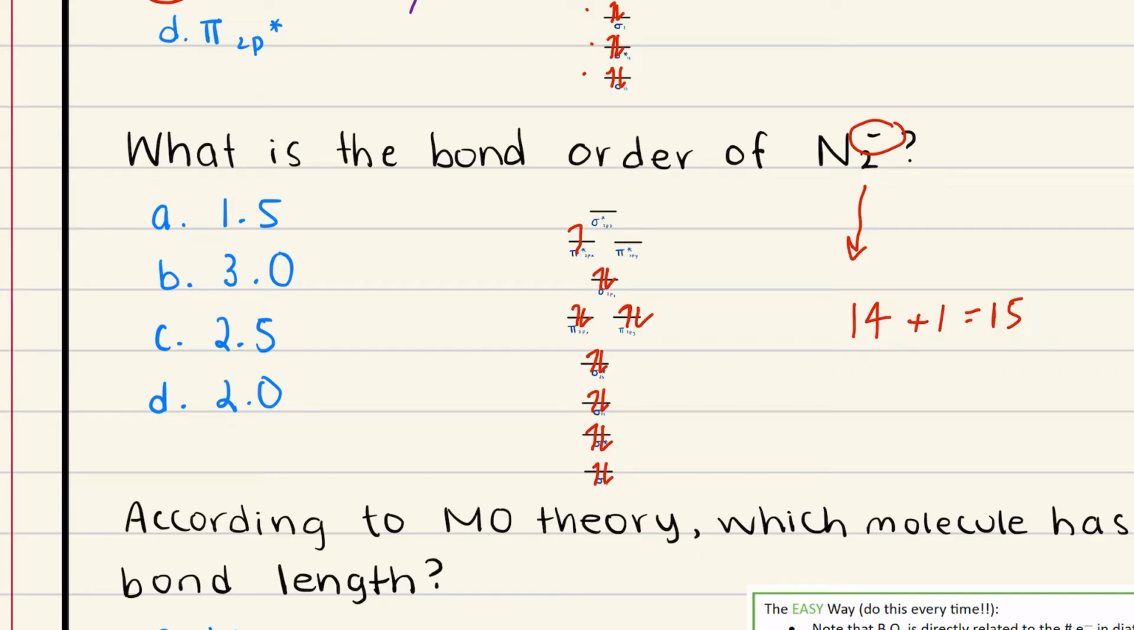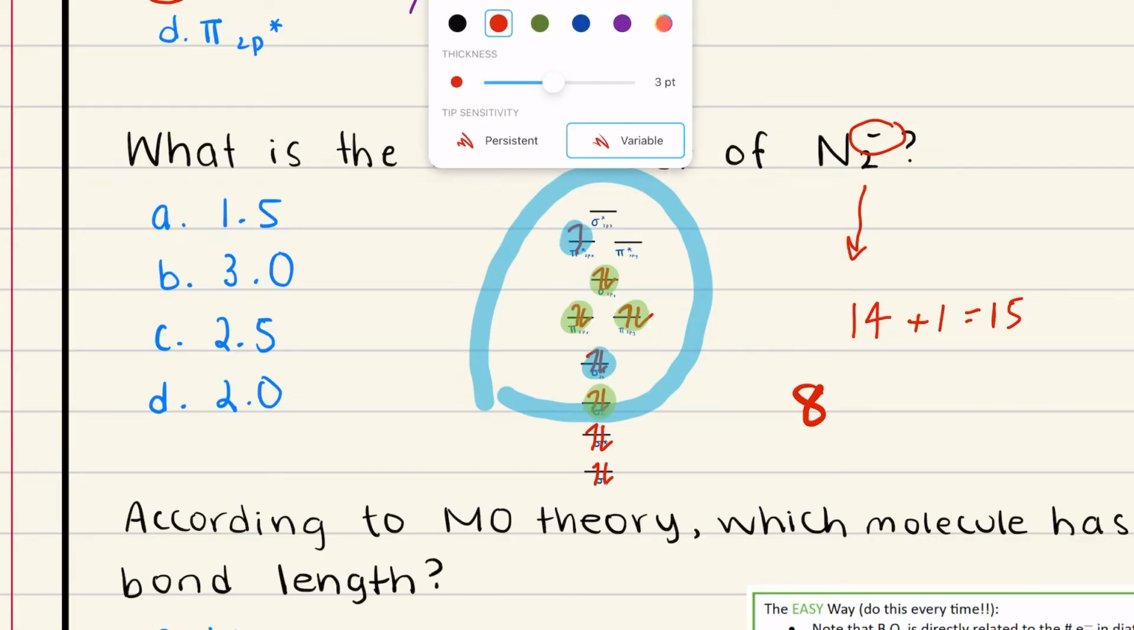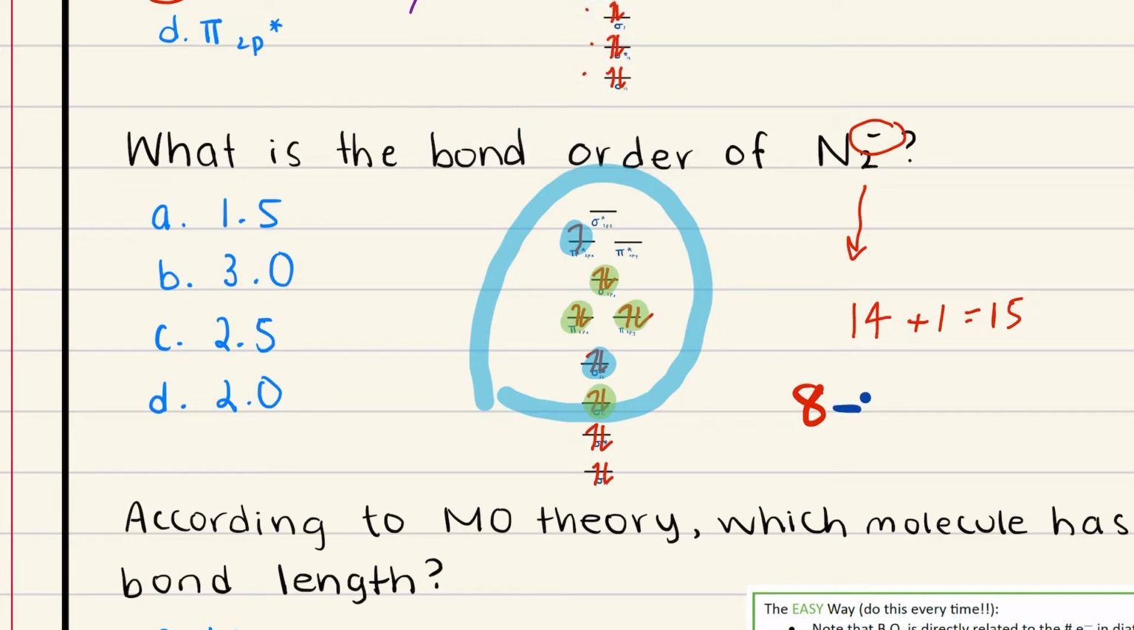From here, we can calculate the bond order by focusing on the valence electrons. From the valence electrons, we have 2, 4, 6, 8 bonding electrons. And then we have 2, 3 anti-bonding electrons. So 8 minus 3 divided by 2. This is 5 divided by 2, which is equal to 2.5. The bond order is going to be 2.5, which is answer choice C.